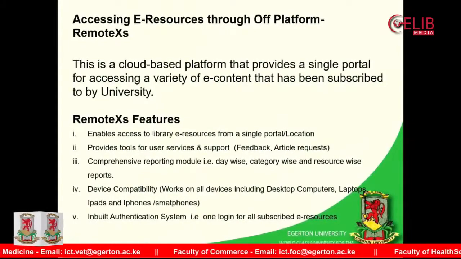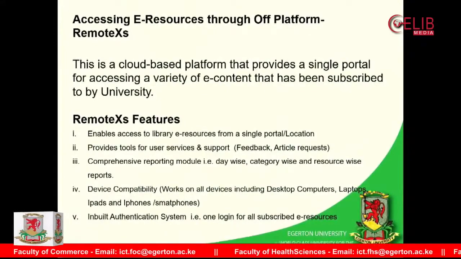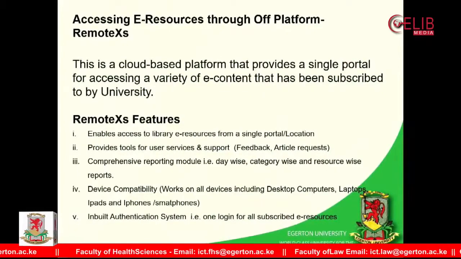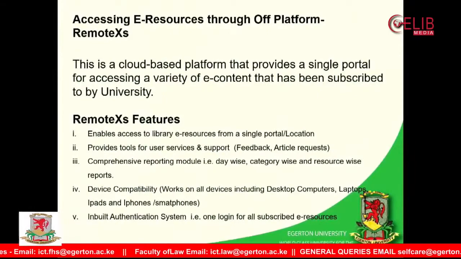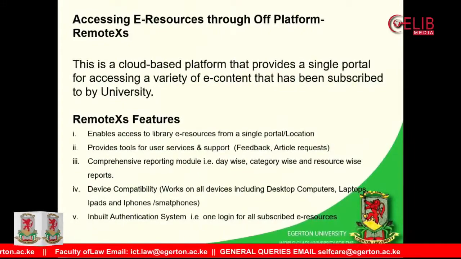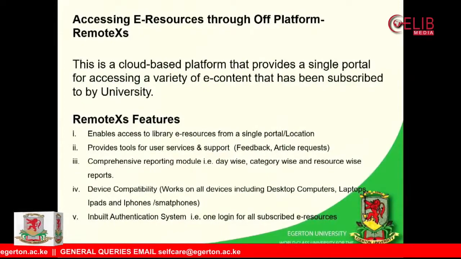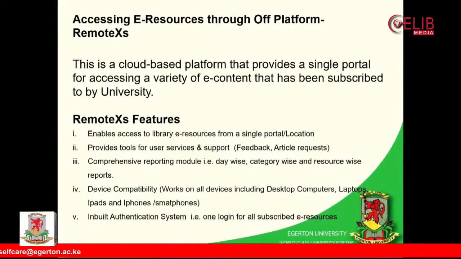Maybe you've been looking for certain information and you're missing it. We have a feature, you'll see it later on, that you can actually use to request that particular article, and we will provide it. It has a comprehensive reporting module. This will help us to build up our collection. If we see a certain article, a certain e-resource which is being required and we don't have it, the reporting module will give us the way forward, and we will actually purchase that.